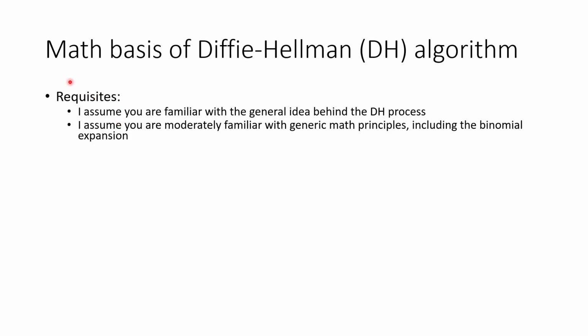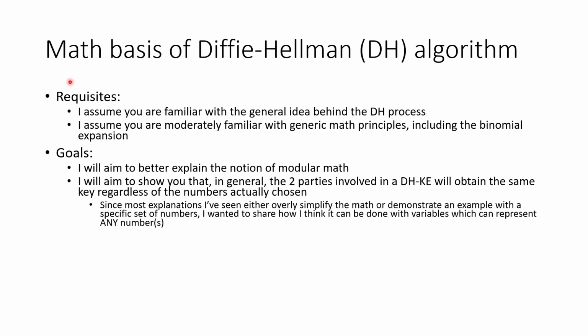So the prerequisites that are assumed going in is that I assume you are familiar with the general idea behind the Diffie-Hellman process, meaning what Alice and Bob do, the general procedure, because I'm not going to cover that in this video. And there's tons of videos, really good ones by Computer File and other creators that explain this, using many analogies. It's pretty helpful to see. And then I also assume you're moderately familiar with generic math principles, including the binomial expansion, which we'll be using to show that everything works.